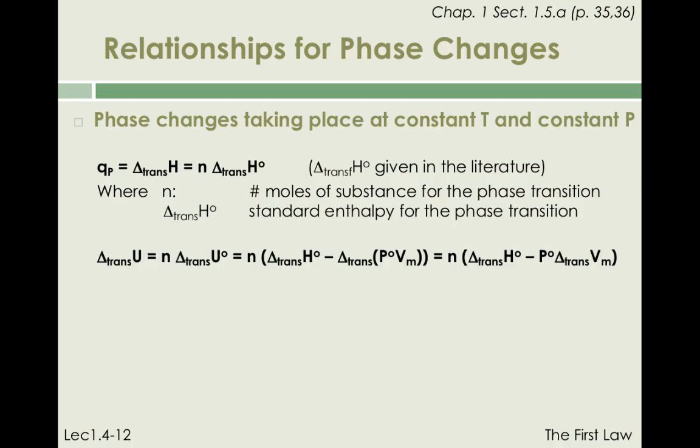The change in energy, delta transition U, is equal to n times the standard delta transition U for 1 mole of substance. Again, n is the number of moles of substance in the system. Next, we use the relationship between H and U to get an expression for delta transition U standard. Recalling that H equals U plus PV, or U is equal to H minus PV, we write delta U standard as delta H standard minus delta of PV standard.